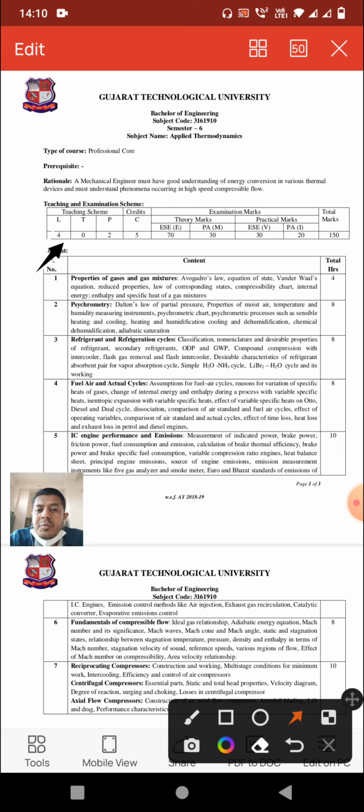So the first chapter is properties of gas and gas mixtures. In this chapter we are going to see Avogadro's law, van der Waals equation, reduced property laws, corresponding states, etc., that we will study in this introductory chapter.